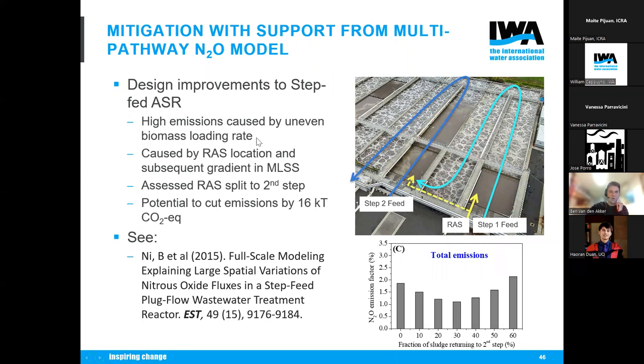So through the support of the model, we were able to assess different scenarios. We assessed what would happen if we were able to return some of this RAS to the second step in order to try and even out the biomass loading rate across the reactor. And what we found was, if we returned about 30% of the RAS to the second step, it showed potential to cut our nitrous oxide emissions by around about 16 kilotons of carbon dioxide equivalent per year, so quite significant potential with these sort of design changes. And again, if you'd like to see more information and know more about this work and this model, I'll refer you to this publication that's presented here.